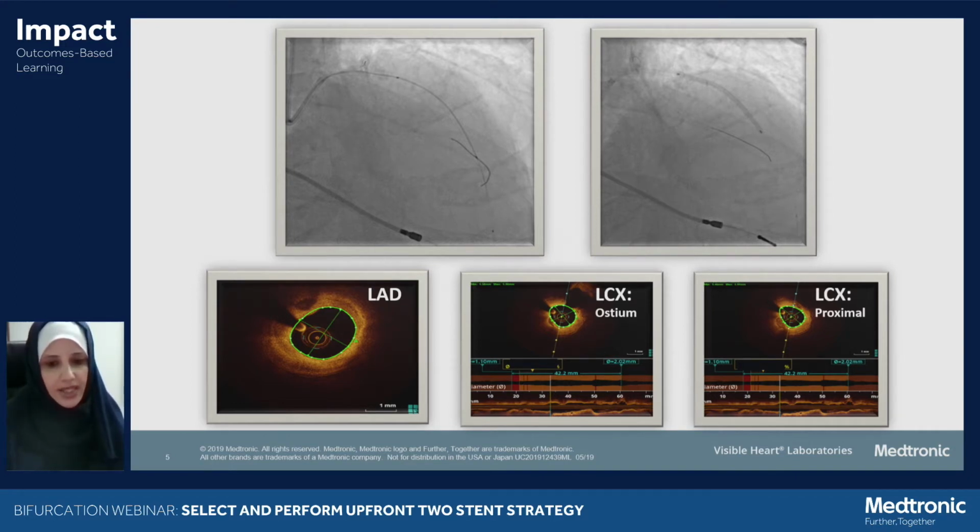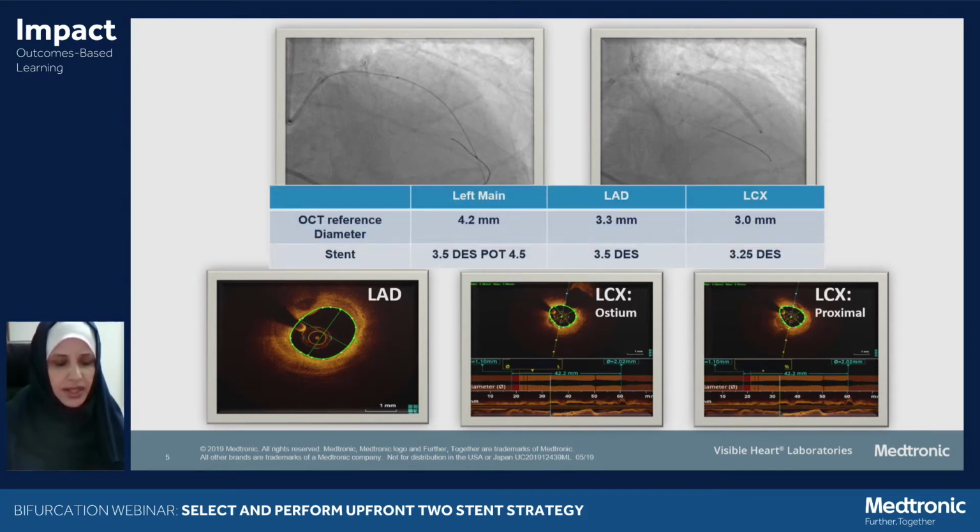We went ahead, as you can see from the top screen, we did pre-dilatation. The lesion yielded very nicely. We went with one long stent in this patient, post-dilated, and we wanted to give ourselves enough room proximal to the stent to be able to perform a bifurcation strategy.